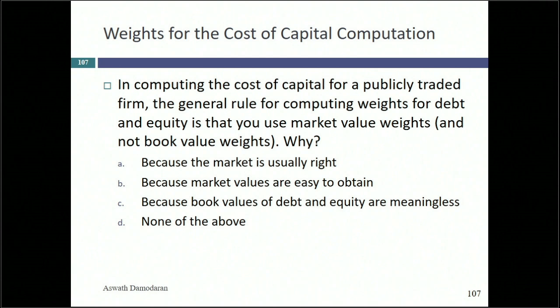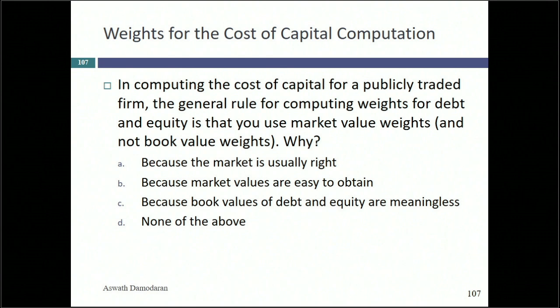But book values are just as easy, right? Shareholders' equity is right there on the balance sheet. Book value of debt is right there. So they're both easy to get, so that can't be the reason. Is it because book values of debt and equity are meaningless? It's kind of an easy shield to use. I don't trust accountants. Why would I use an accounting number? You might be able to get away with it, but that isn't it either. So what the hell is it?